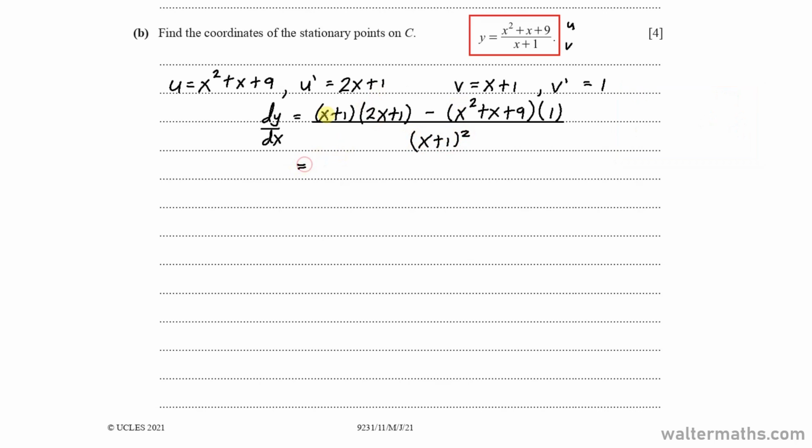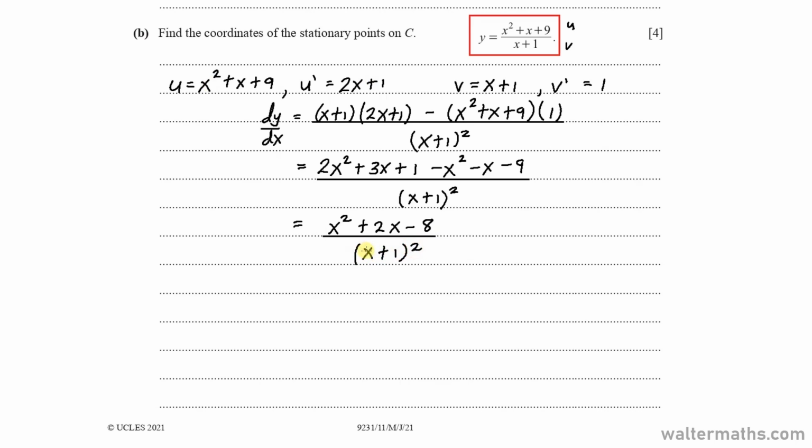So we can simplify here. Simplifying the numerator, the two brackets here give us 2x squared plus 3x plus 1, and that's minus x squared minus x minus 9, and it's all over x plus 1 squared. So that's 2x squared minus x squared is x squared, and 3x minus x, that's 2x, and 1 minus 9 is minus 8, and that's all over the denominator, x plus 1 squared. So this is the expression for dy by dx.